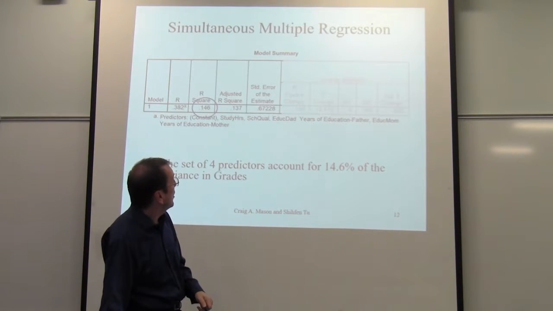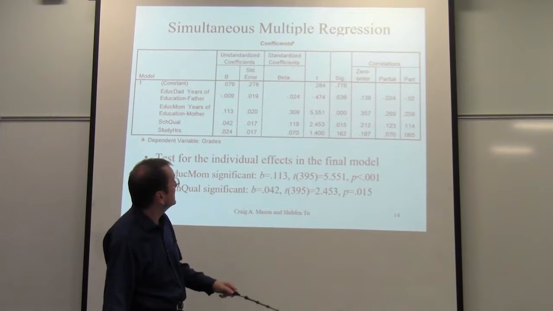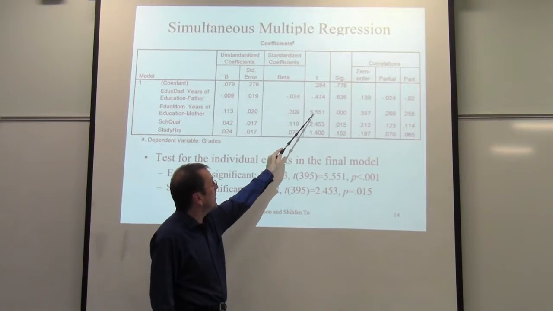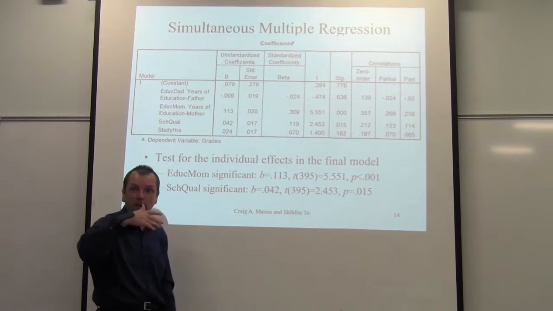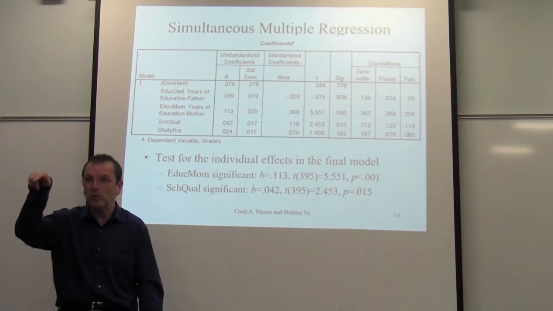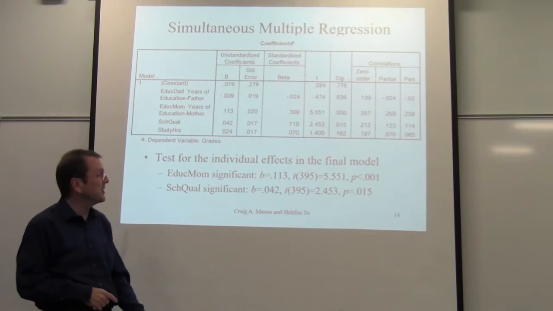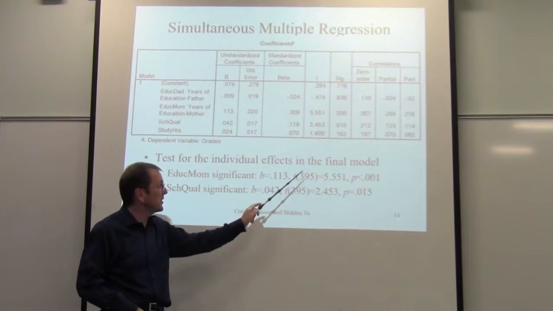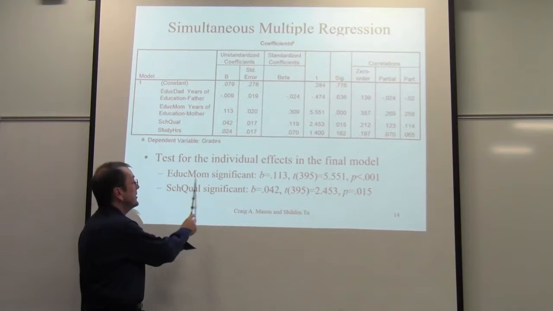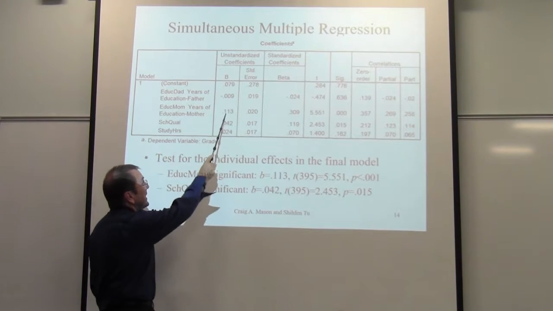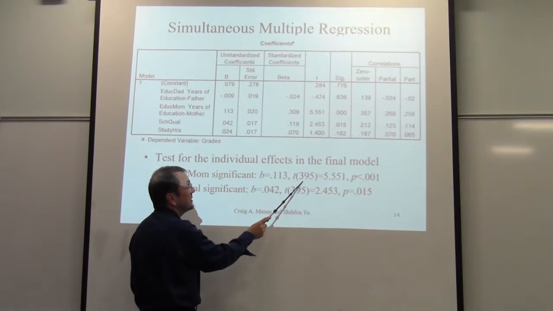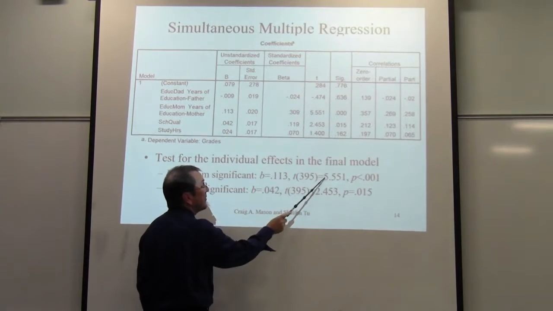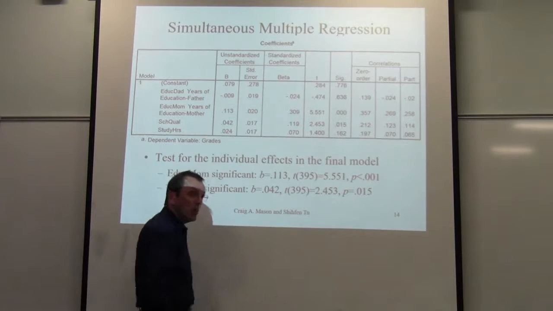Because if you write up your thesis and you just say t equals 5.551, your advisor is going to come back and say, if you didn't follow the formatting, you have to tell me the parentheses and the degrees of freedom. So mother's education, B is 0.113. The t with 395 degrees of freedom is 5.551. P is less than 0.001.